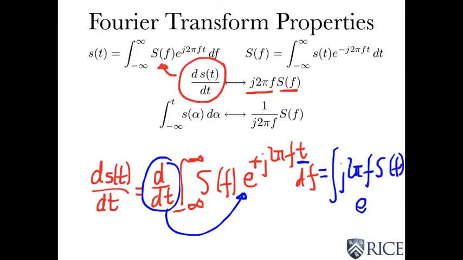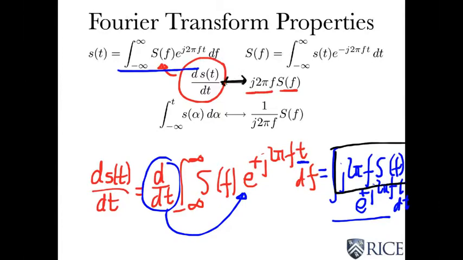Times e to the plus j2 pi f t dt. Well, this is the inverse Fourier transform formula. However, what you're taking the inverse transform of is that, so that means these are related to each other. Really pretty cool: if you take a spectrum and multiply it by j2 pi f, that corresponds in the time domain to taking a derivative.